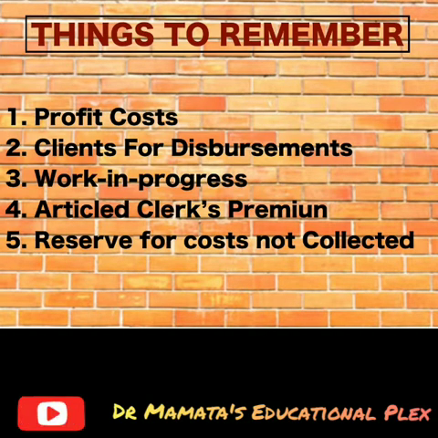Profit costs means the fees of solicitor. It is the main source of income to the solicitor. It is shown on the credit side of profit and loss account. The other term we use in our solicitor's account is clients for disbursement. Payments on behalf of clients are called disbursements, as we have discussed earlier.